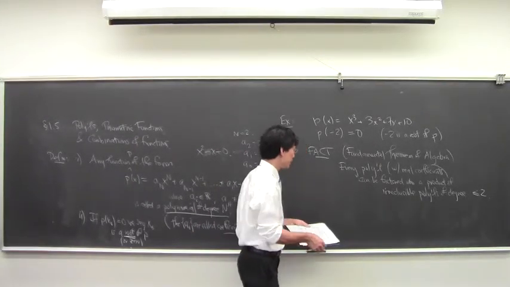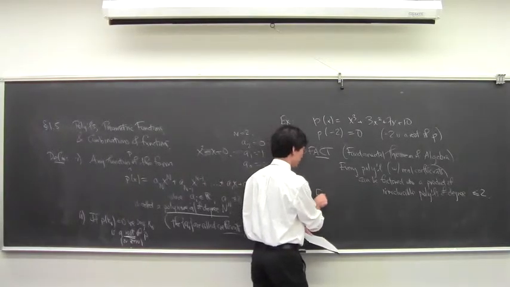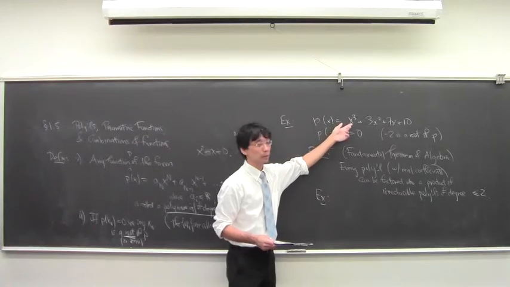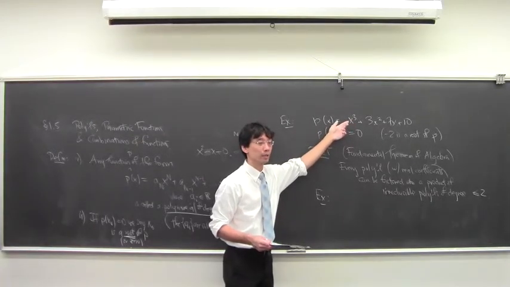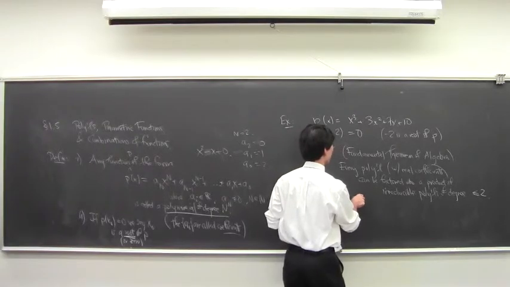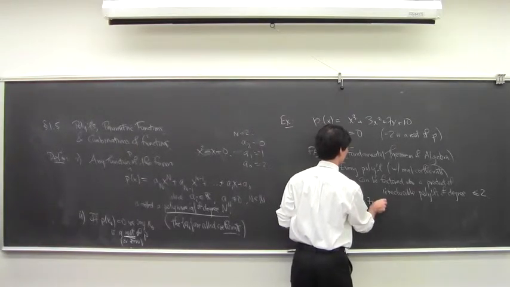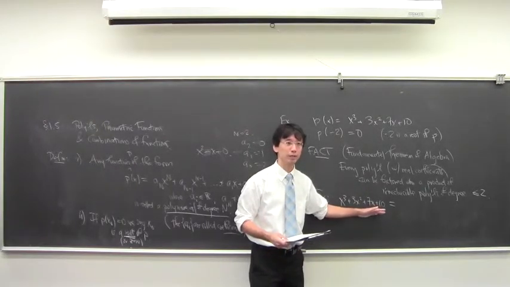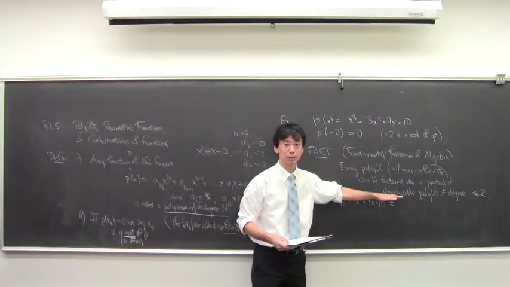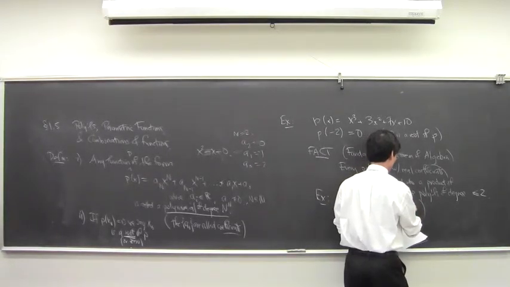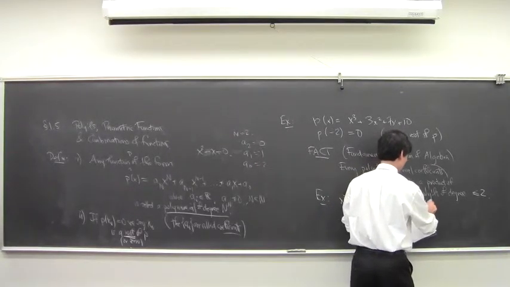To illustrate what this means, let's go back to this polynomial, x cubed plus 3x squared plus 7x plus 10. It can be factored into a product of polynomials of degree less than or equal to 2. It turns out to be equal to this product.